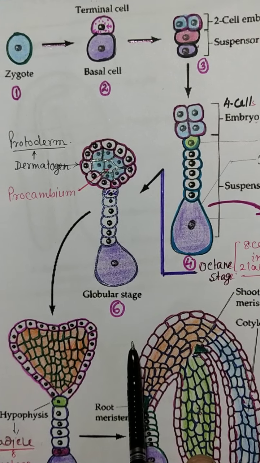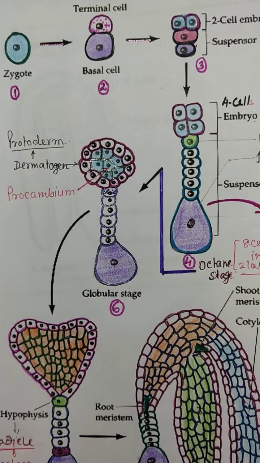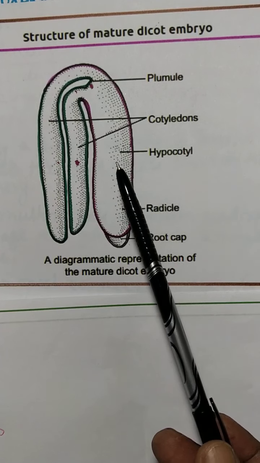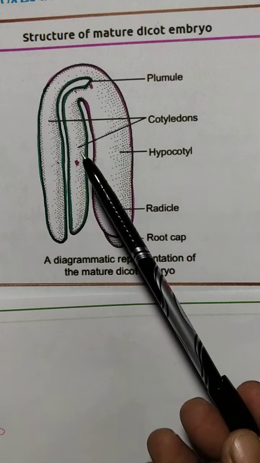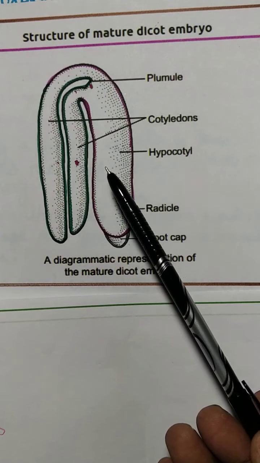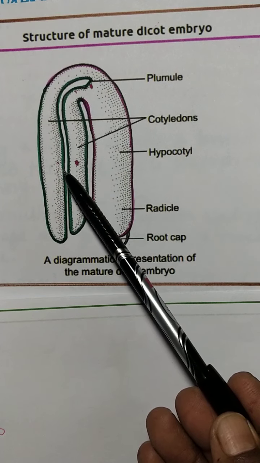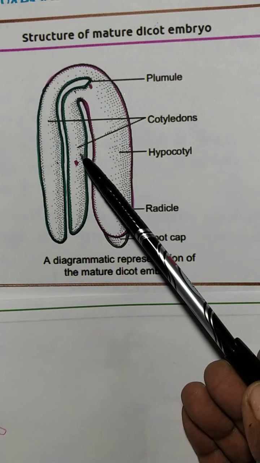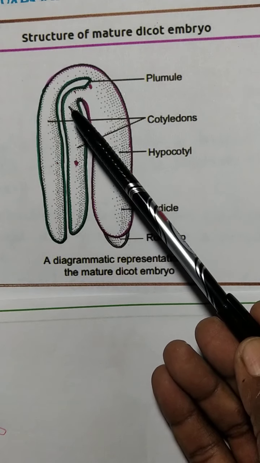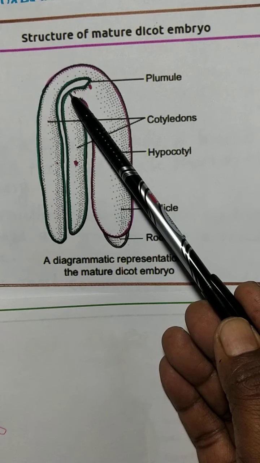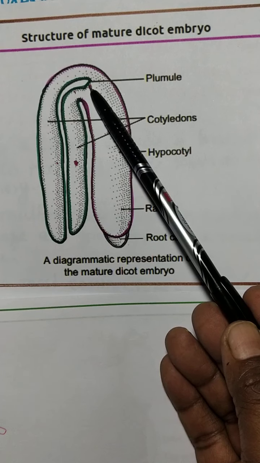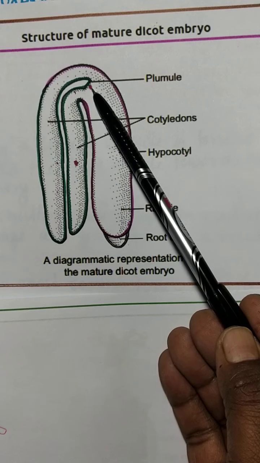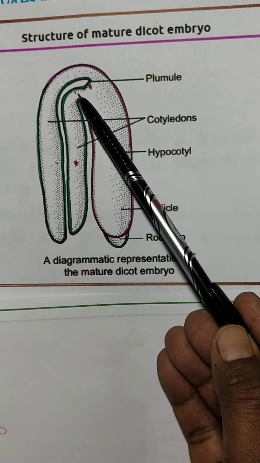How embryogenesis takes place step by step, I just want to show you. If you check the structure of a mature dicot embryo, you see an embryonal axis with 2 cotyledons. Here, this is the embryonal axis, and these are the cotyledons. The part of the embryonal axis above the level of the cotyledons is called the epicotyl. This epicotyl terminates into the plumule. This is the plumule, the part from which the shoot system will develop.